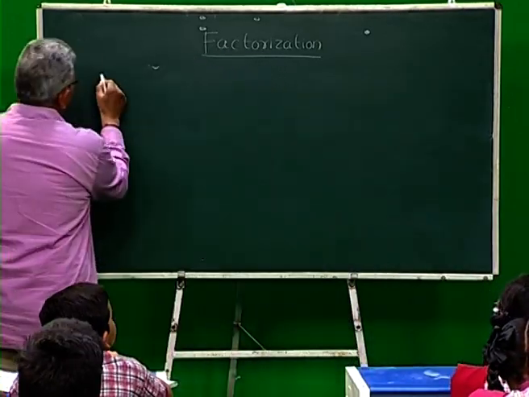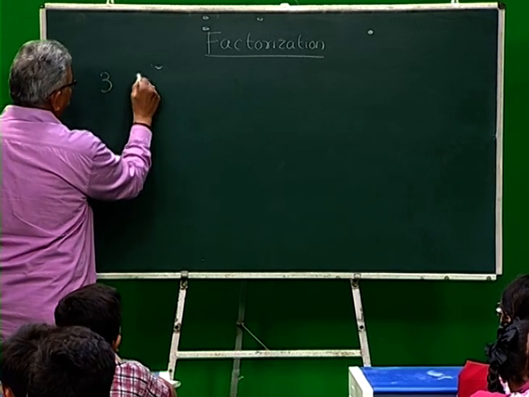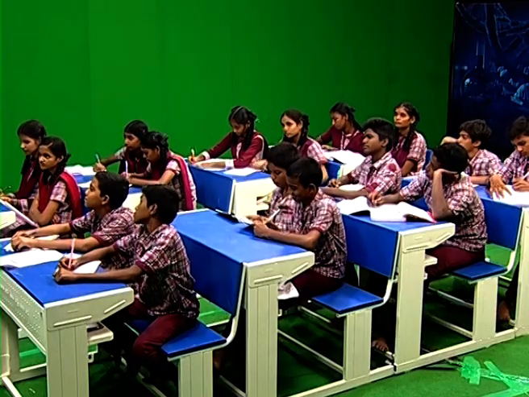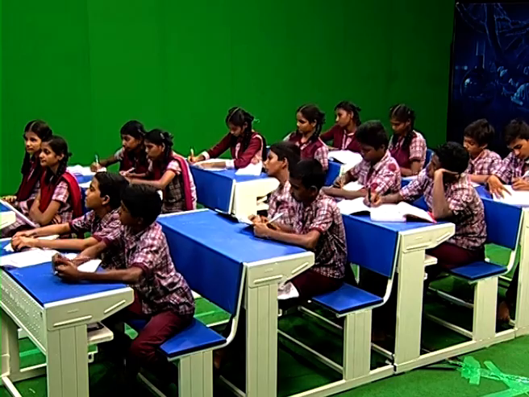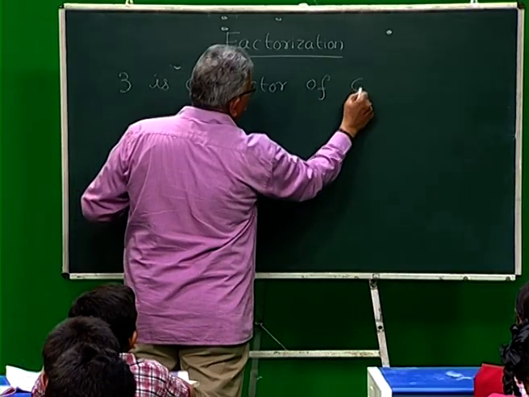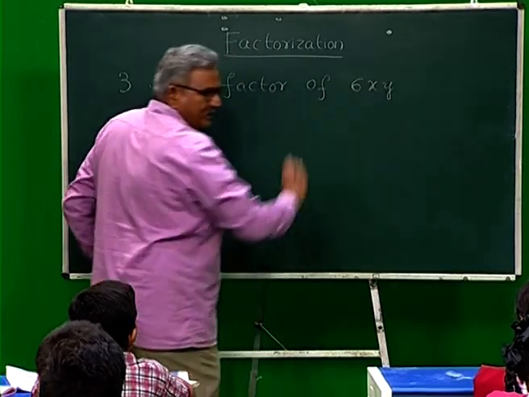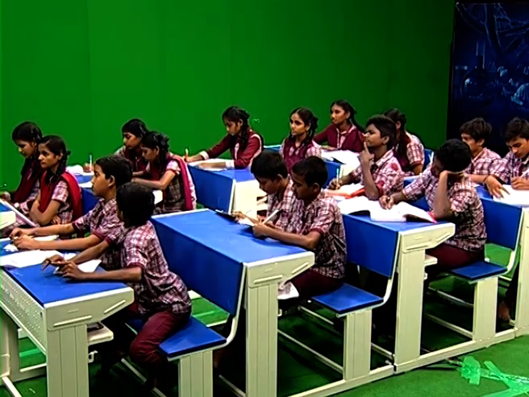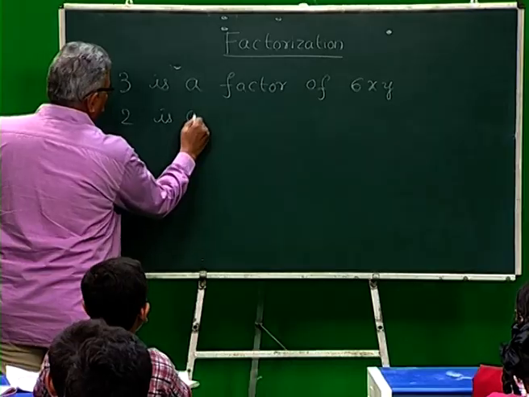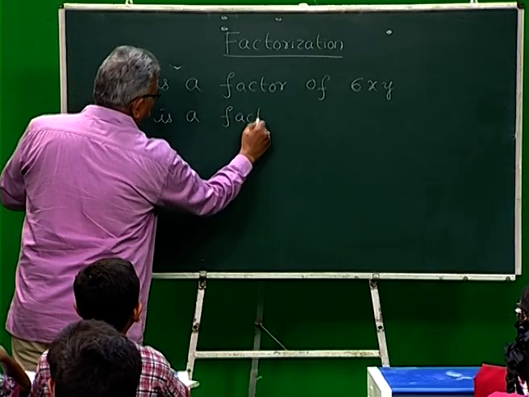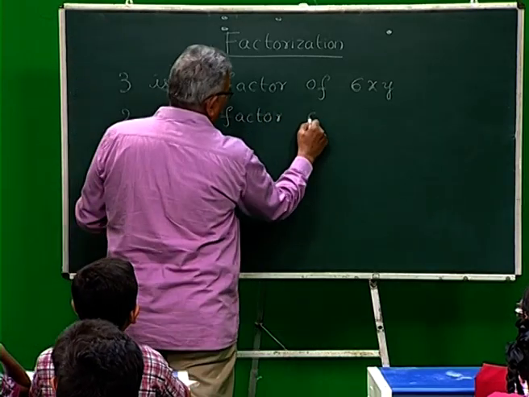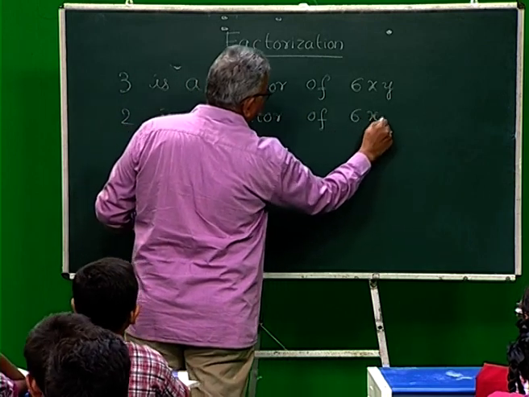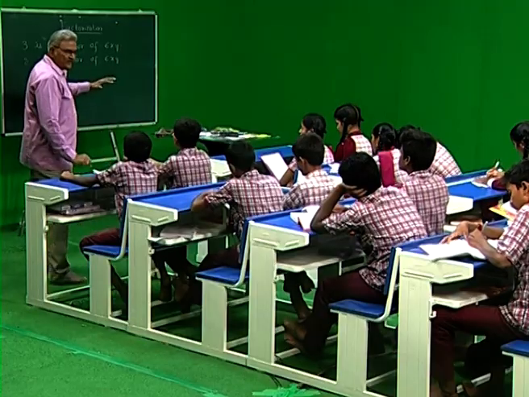3 is a factor of 6xy. 2 is a factor of 6xy. Is it visible? Yes, clear?